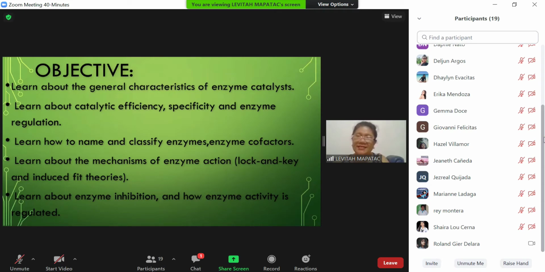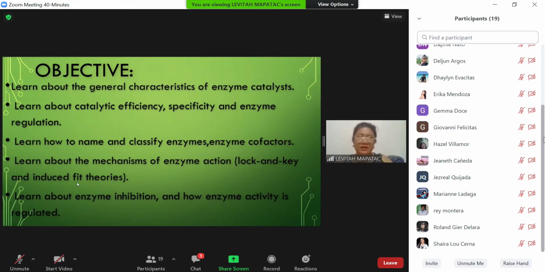EC is the Enzyme Commission. No? It is the same as naming of compounds. Diba? We are using the IUPAC. There is a certain protocol in naming enzymes, and we will cover what enzyme cofactors are. We will also look into the different enzyme mechanisms, its action. Now, that's the lock and key and the induced fit theories. And of course, we will discuss also enzyme inhibition, and how enzymes are activated.